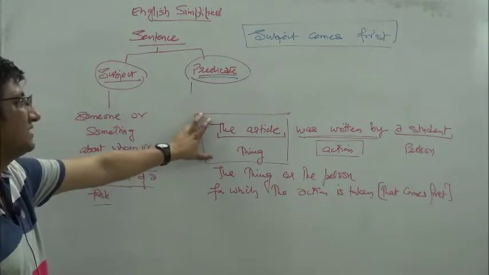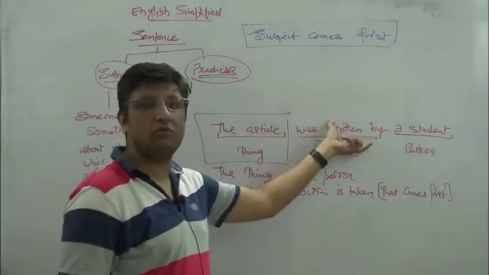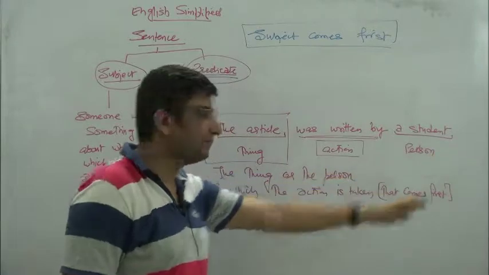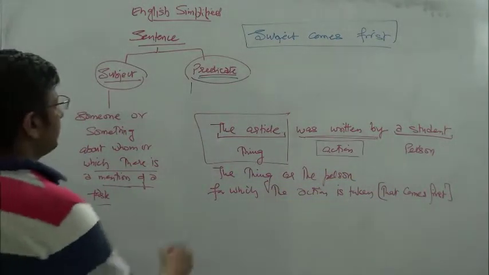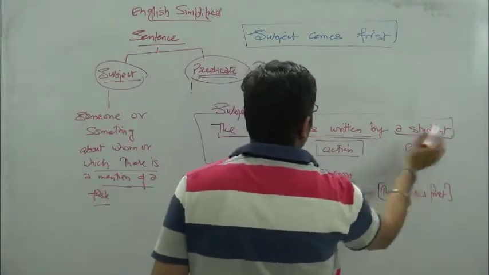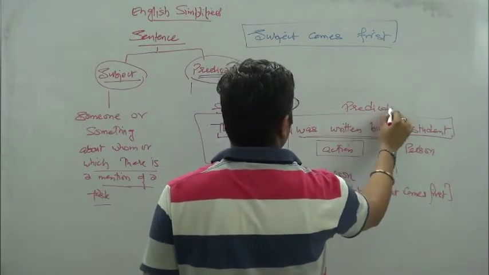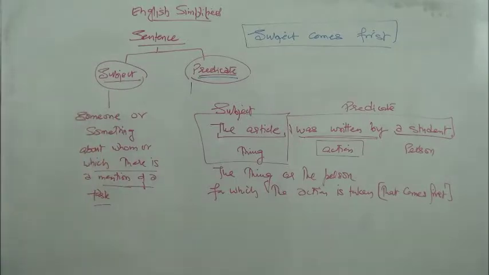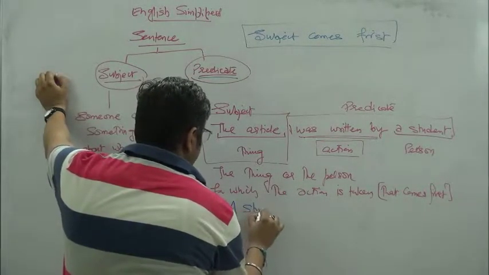It's the article which is coming. The article was written. There is a subject for which something was done. Of course, a student did that. Okay. So, in this case, I would say my subject is the article and was written by a student is predicate here.